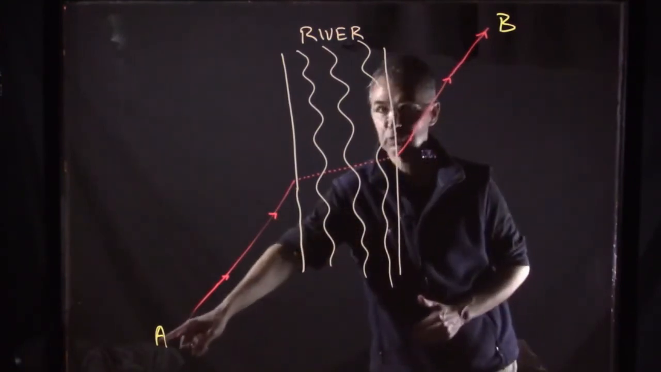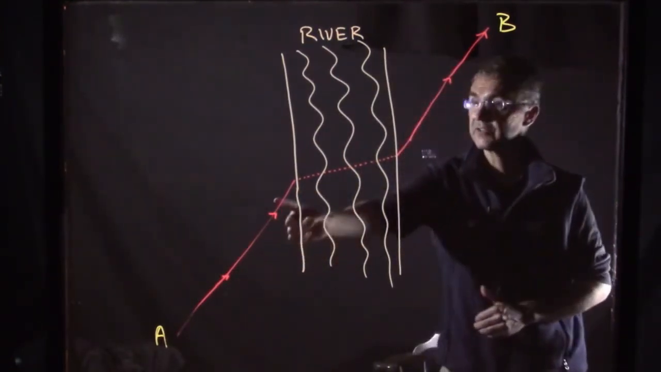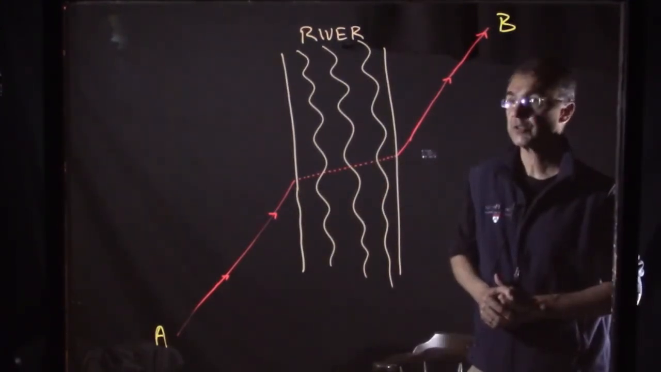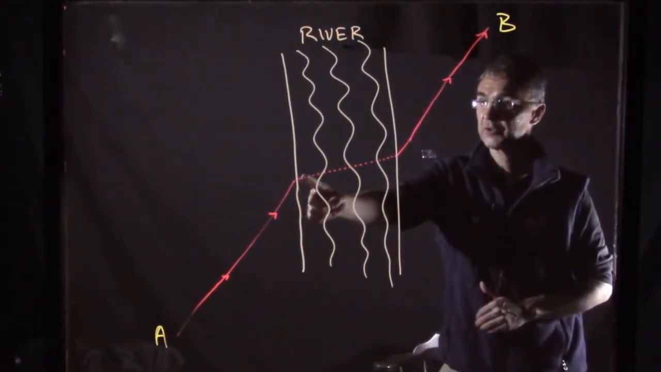And you can sort of see that by analogy. Suppose you want to go from point A to point B. Maybe you're on a walk through the woods, and maybe this is dry land, and then you have to cross a river, and here's some more dry land. If you want to take the path that gets you there the most quickly, you notice that you can walk much more quickly on land. When you cross into the river, you're going to walk much more slowly.